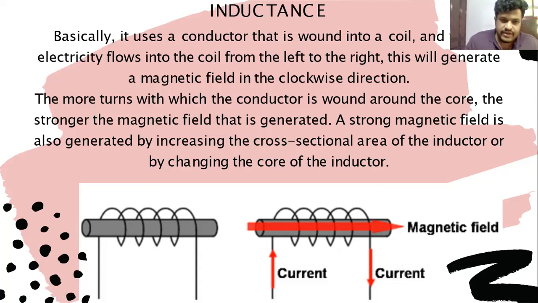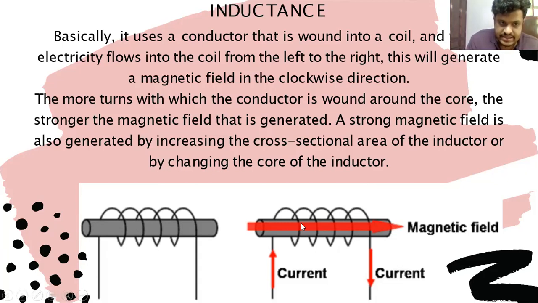If we increase the number of turns, look here, we will get a stronger magnetic field. If the number of turns is increased, a strong magnetic field will be generated. We can generate a strong magnetic field by another method also: we can increase the cross-sectional area of the inductor, or change the core of the inductor.